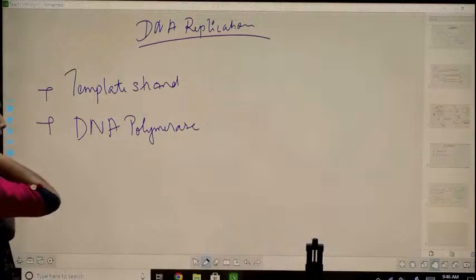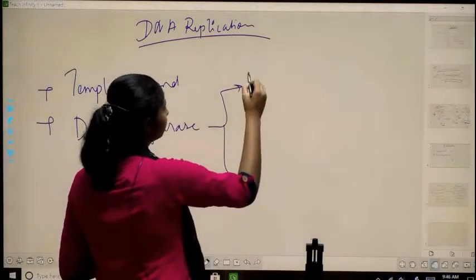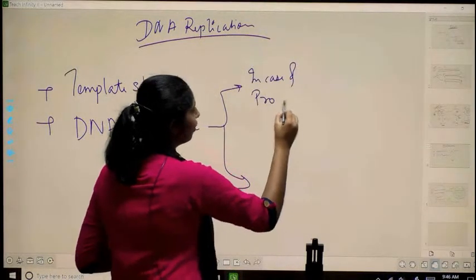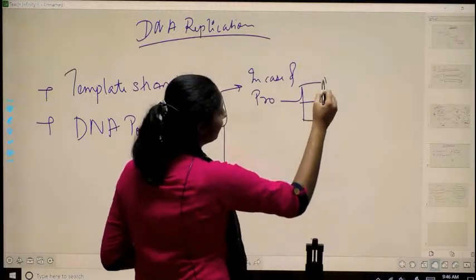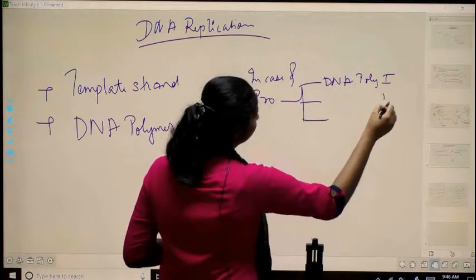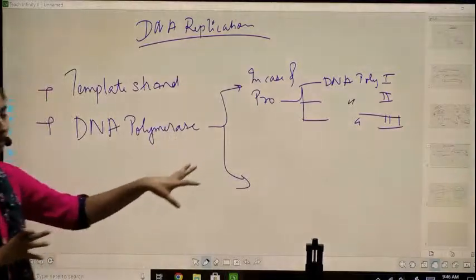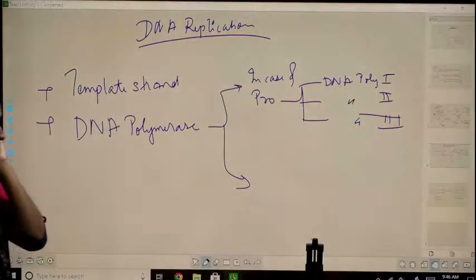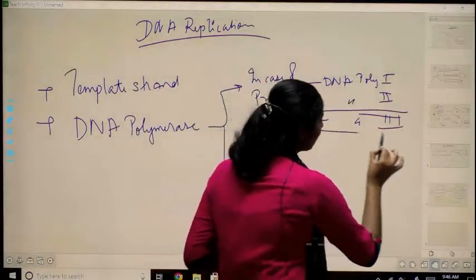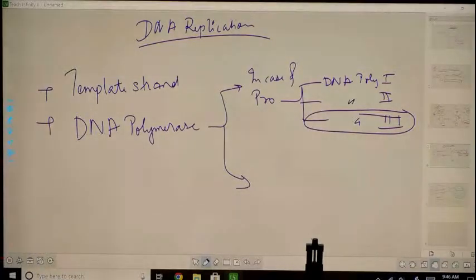Now DNA polymerase, in case of prokaryotes, are of three different types. We have DNA polymerase 1, 2 and 3. So in case of prokaryotes, we have three different DNA polymerases, and out of these three different polymerases, DNA polymerase 3 is the major enzyme that is involved in polymerization and formation of the daughter strand.